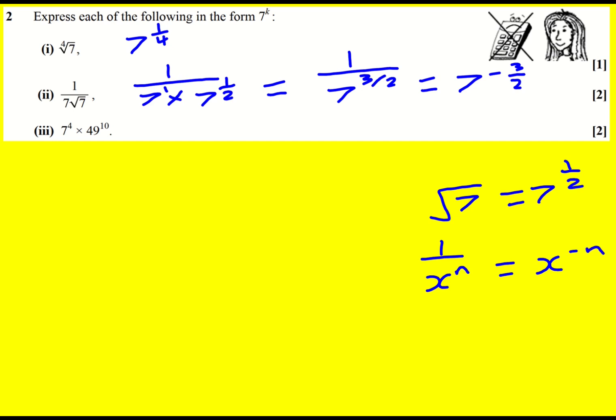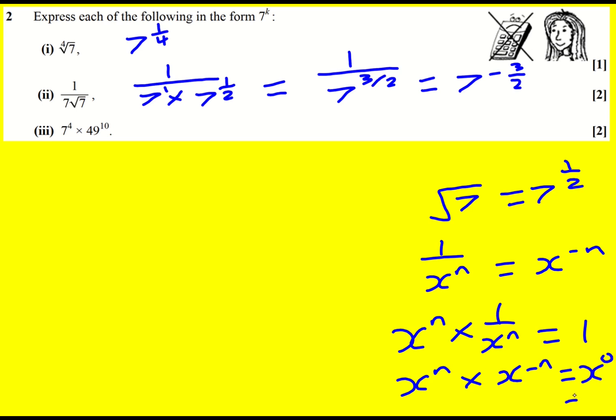By the way, you can prove that because if you had x to the n times 1 over x to the n, you'd get 1 because they would cancel. And x to the n times x to the minus n is equal to x to the 0, which is 1, as long as you're happy about that one. So it's clear that these two must be the same. Okay, and you can do other sorts of proofs. If you don't like x to the 0, then you could prove it in a different way. But basically, yeah, you need to know this.